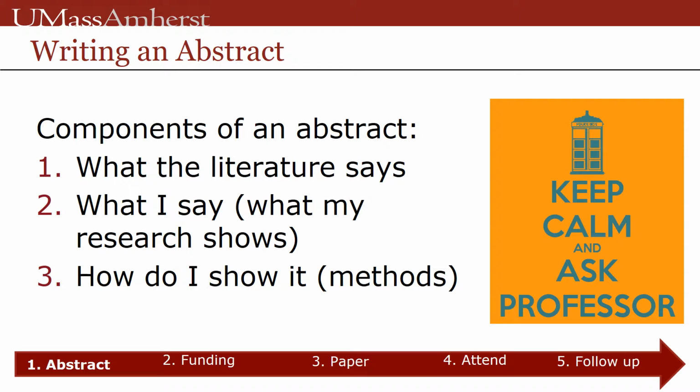Now we'll talk a little bit about how to write the abstract itself. Abstracts are usually about a paragraph long, but make sure to check the word or character requirements as they may vary by association. There are three main components of an abstract. First, you're going to want to state what the literature says about your research area or your project. Second, you'll want to highlight what does your own research show. For example, does it confirm or reject a major theory? What are your own findings or your anticipated findings? And third, how do you show this? In other words, what methods did you use?